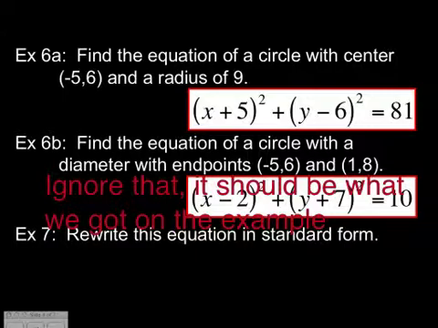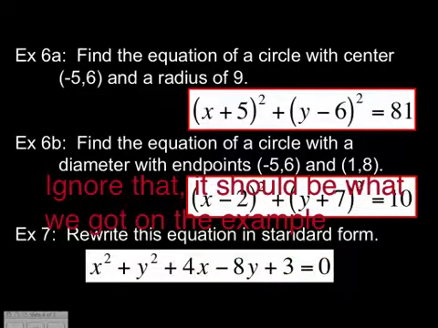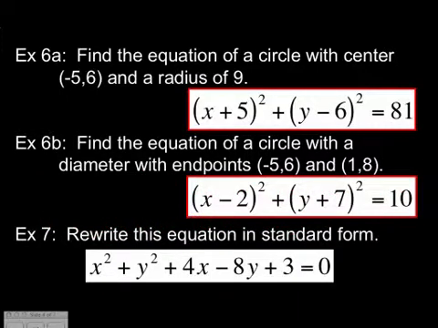Finally, we have example 7. We're supposed to rewrite this equation in standard form. I suppose we need the equation. There it is: x squared plus y squared plus 4x minus 8y plus 3 equals 0. We'll take time to figure that out.